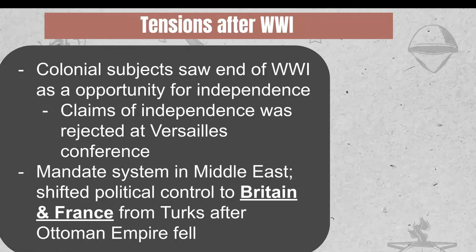So with that, there are going to be tensions that occur due to World War I. Colonial subjects are going to see an end to World War I as an opportunity for independence. A lot of these claims that were made at the Versailles Conference, where the Treaty of Versailles was made, will be rejected. This is also going to be the mandate system in the Middle East, which will shift control to the European powers of Britain and France from the Turkish people after the Ottoman Empire fell.